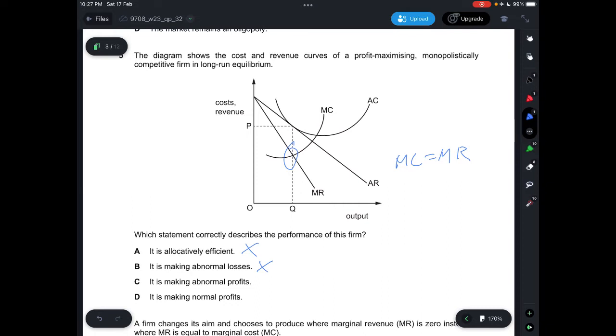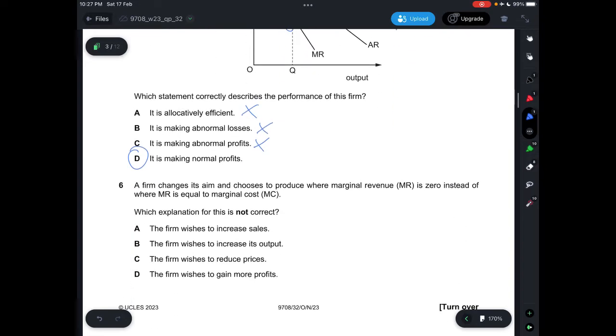C says it is making abnormal profits, which is incorrect because you can see the AC curve is touching the AR curve, and it's not below the AR curve, therefore it is not making abnormal profits, so the answer has to be D. It is making normal profits.